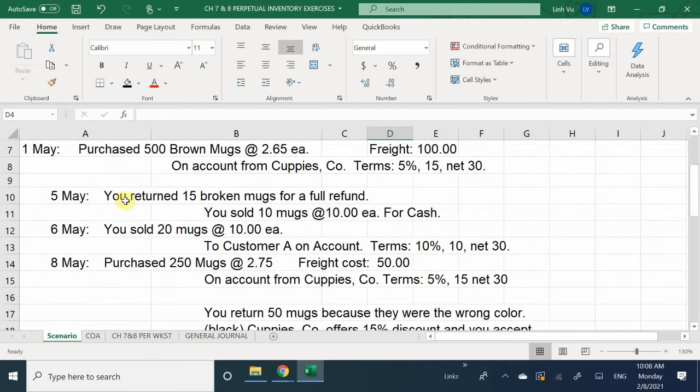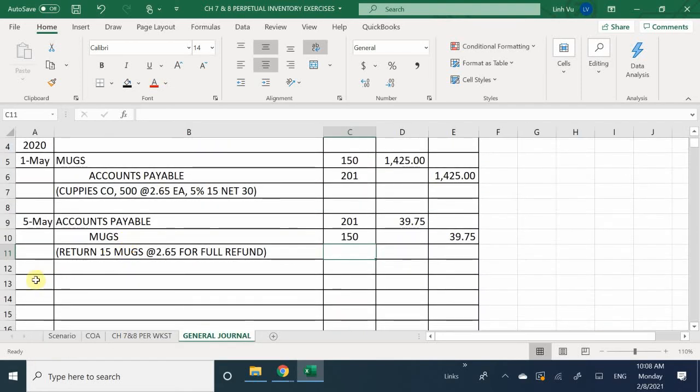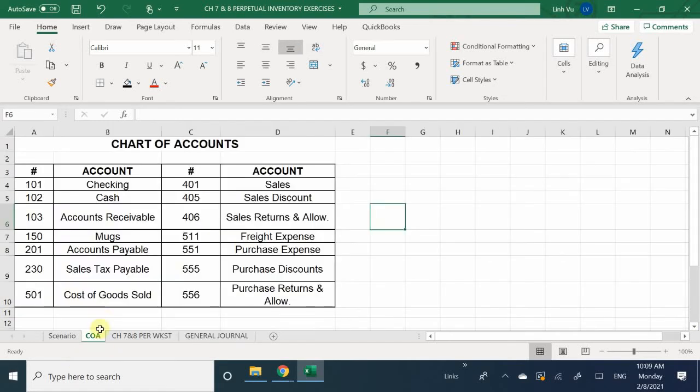So let's go ahead and compute this next one. You sold 10 mugs for $10 each for cash. Okay. So let's journalize this. On May 5th, I sold 10 mugs for $10 each for cash. So what am I going to recognize, or what account number or what accounts am I going to be using? Cash. We're going to be using cash. What else? Mugs. We will be using mugs, but right now this transaction is we're recording something else.